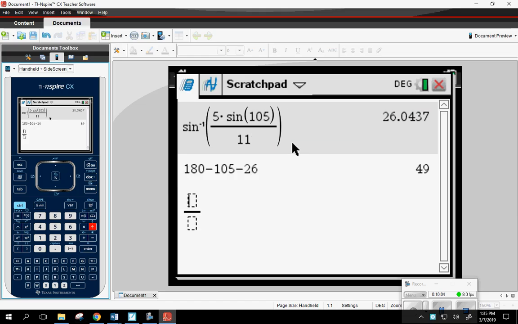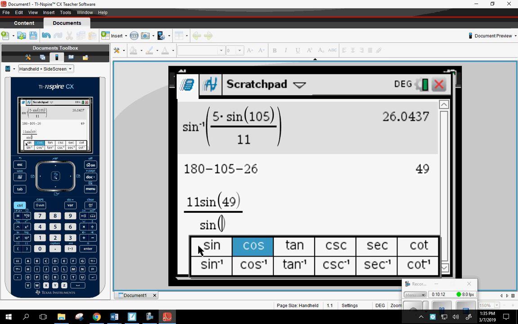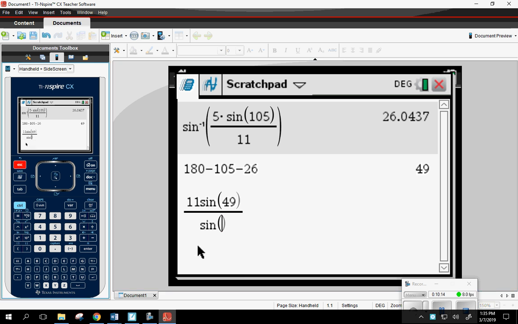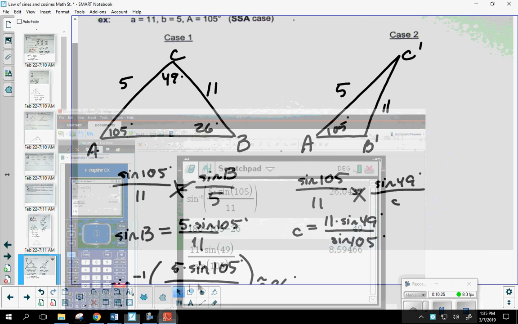11 sine of 49. So 11, sine, 49 over sine of 105. Okay, so what should I get when I push enter? Okay, so about 8.5. So let's say 8.6. Is that what everybody's getting?